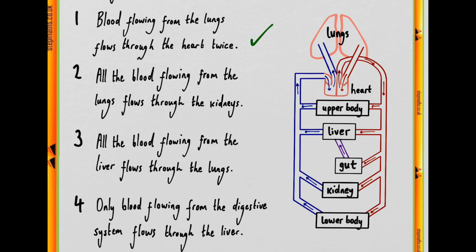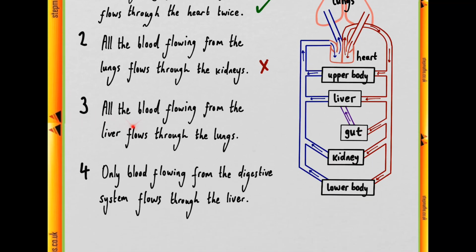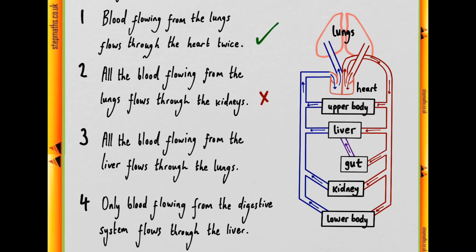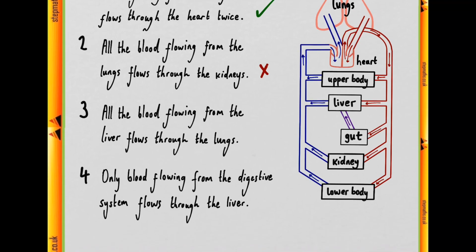The only blood that's flowing into the kidney will be the blood flowing through the renal artery leading into the kidney. Moving on to 3, we have all the blood flowing from the liver flows through the lungs. Well, we know that all the blood in the body flows through the lungs, and particularly we can say that all the blood flowing from any particular organ will ultimately flow through the lungs after becoming deoxygenated in order to become oxygenated and supply the rest of the body on the next go round. So yes, all the blood from the liver does flow through the lungs.